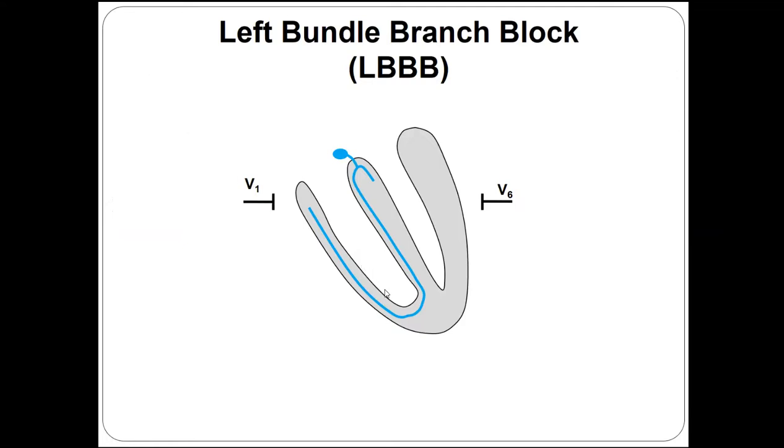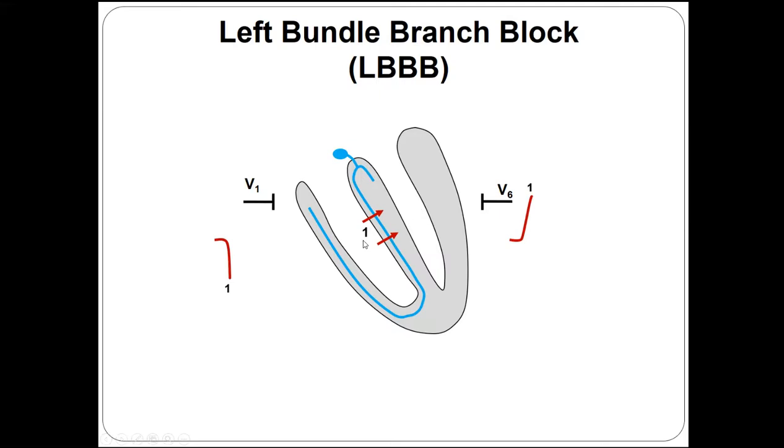I'm sorry. Let's see the left bundle branch block. In left bundle branch block, we have a problem with the septal activation because the septal bunch is missing. So only this area can be activated from the right. So we have a vector that goes from right to the left. This is why we have a negativity starting in V1 and positivity in V6, because the vector is pointing toward the left side.